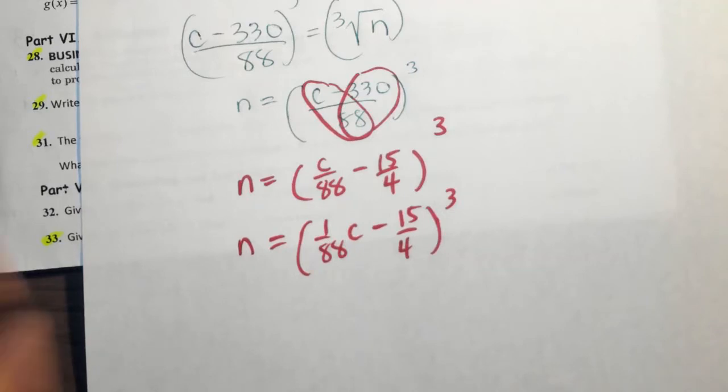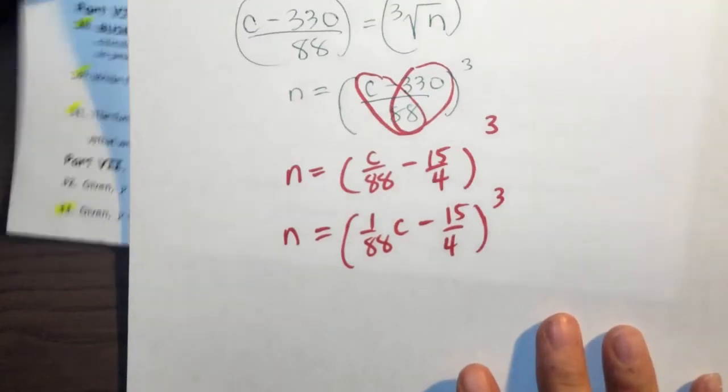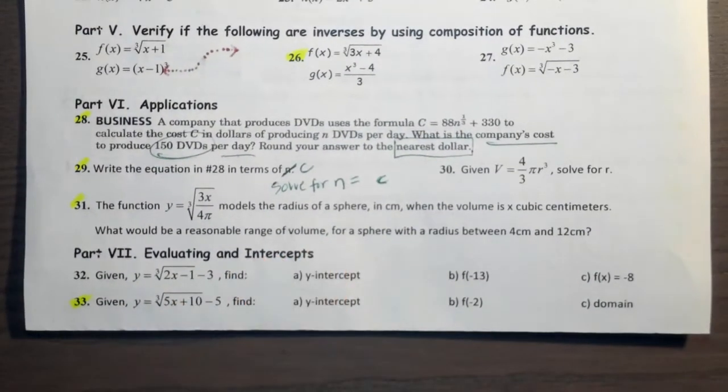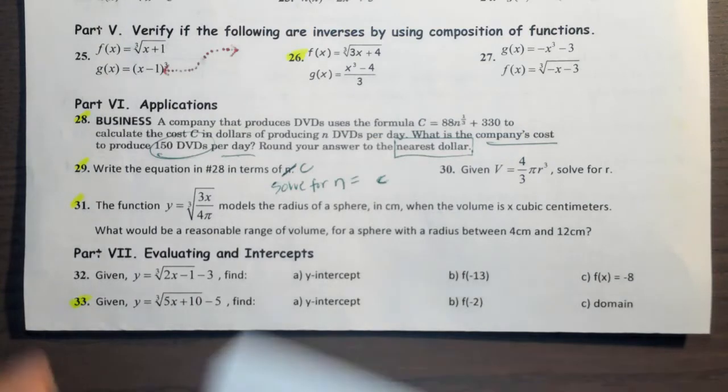So let's go ahead and go to number 31. It says the function y equals a cube root of 3x over 4 pi models the radius of a sphere in centimeters when the volume is x cubic centimeters. What would be a reasonable range of the volume for a sphere with a radius between 4 centimeters and 12 centimeters? Okay, so let's go ahead.